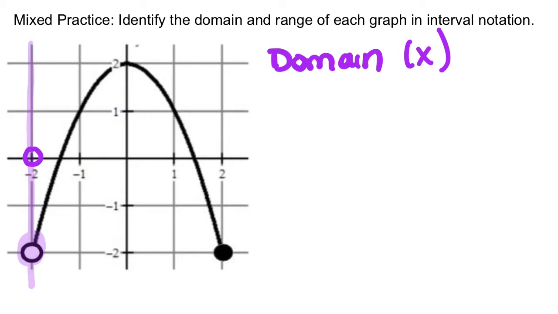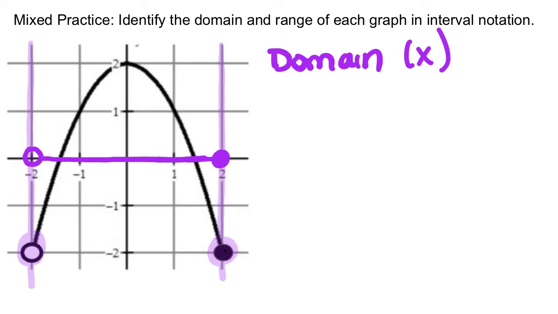I'm going to copy an open circle. And then the furthest to the right is shown by this closed circle. So the right limit is this +2. So I'm going to put a closed circle at 2. So my domain goes from -2 to +2.